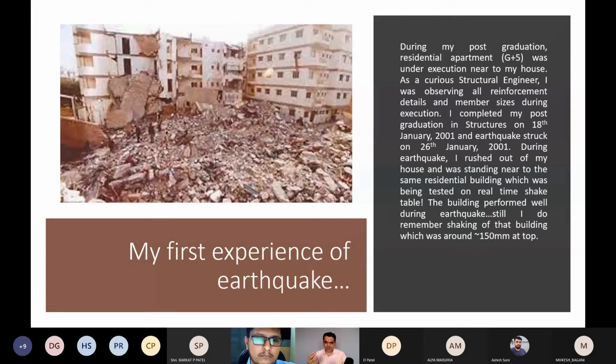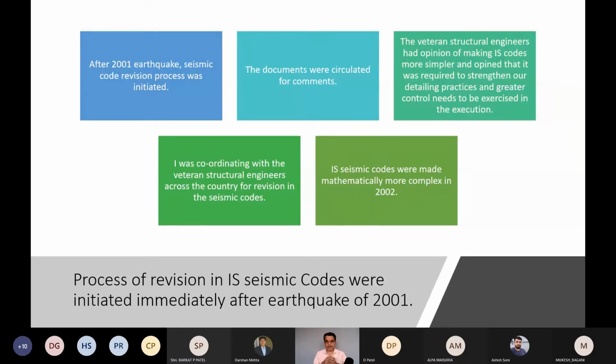But what we were saying as a group at that time was that it would be better to focus on the execution part as well as the detailing part of the structure, instead of merely increasing the level of the design forces. Of course, many documents went to and fro, but the major update, as we all know, is that in 2001 the earthquake unfortunately struck Gujarat, and thereafter the revisions in the earthquake resistant design codes were taken up. The veteran structural engineers were of the opinion that Indian standard codes should be made simpler, and that it is required to strengthen our detailing practices, as we just discussed a few seconds ago.